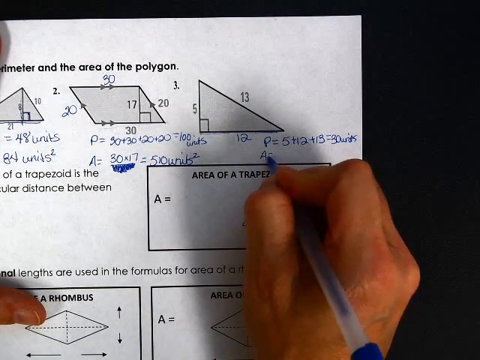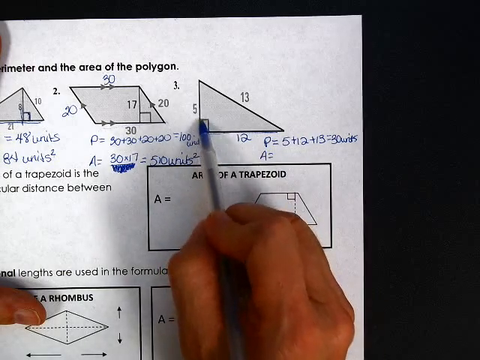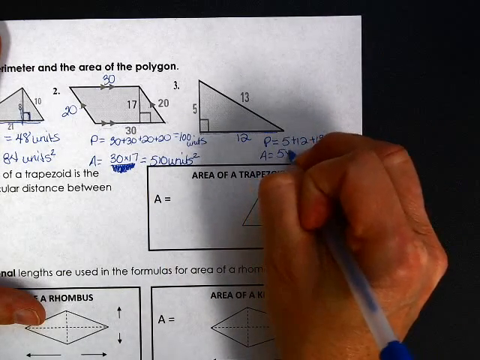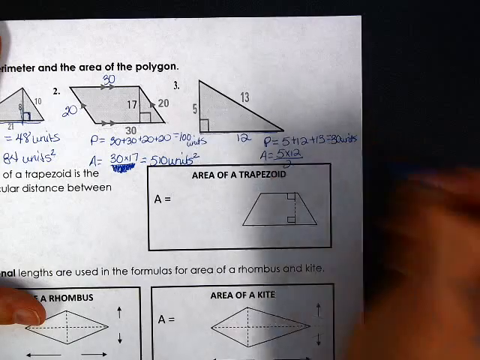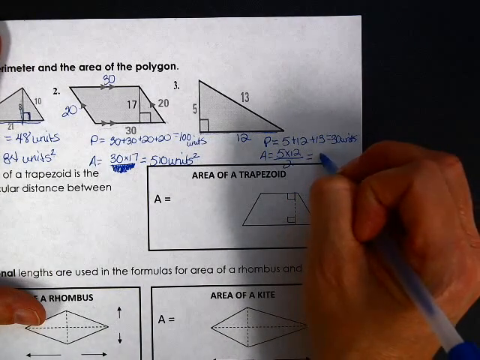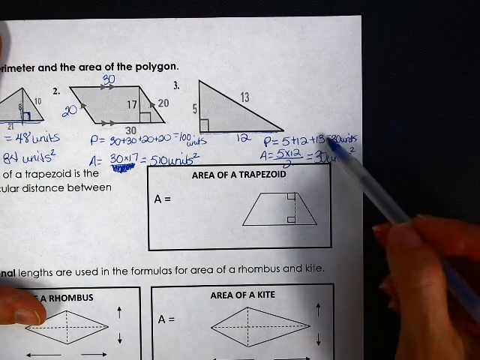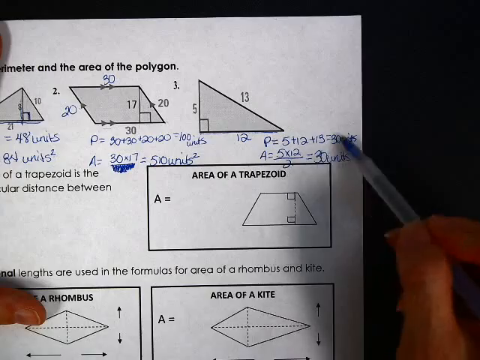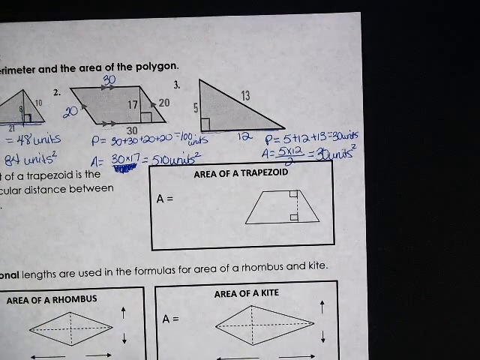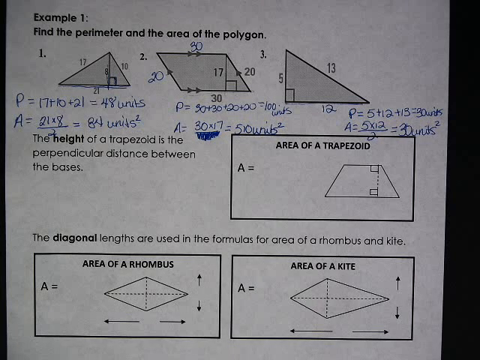Then my area is base times height. Here's my base and height where I have the right angle. 5 times 12, and of course divided by 2 because it is a triangle. So that's 60 divided by 2, which is 30 units squared. And it's just a quirky coincidence that these happen to be the same. Don't get used to that. It happens occasionally.